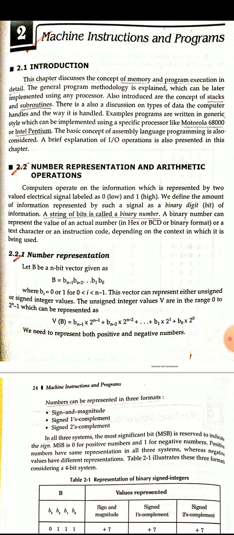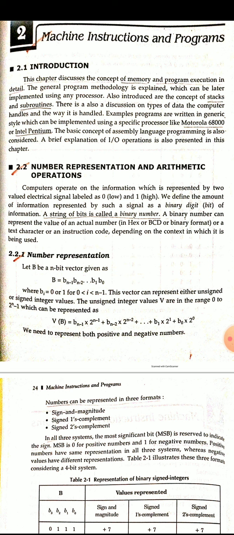In machine instructions and programs, we cover number representation and arithmetic operations, how to represent numbers in different forms. Computers operate on information represented by two-valued electrical signals labeled 0 and 1. 0 is low and 1 is high. We define the amount of information represented by such a signal as a binary digit, or bit. A string of bits is called a binary number.